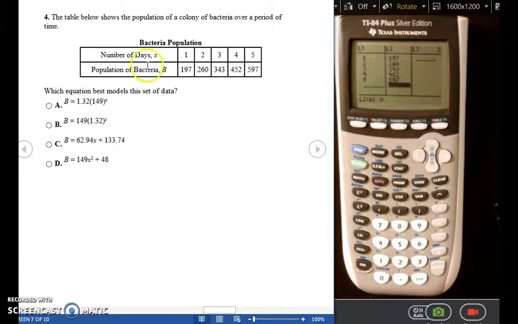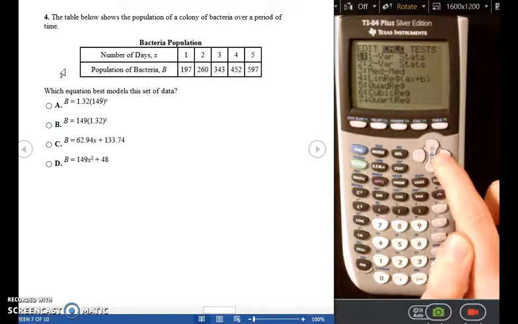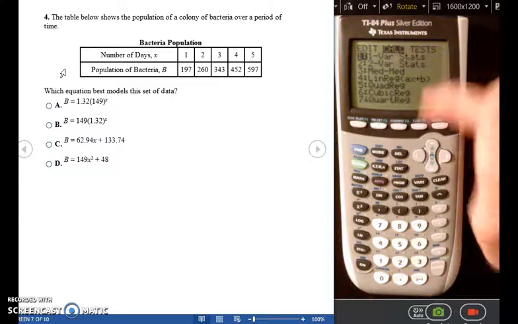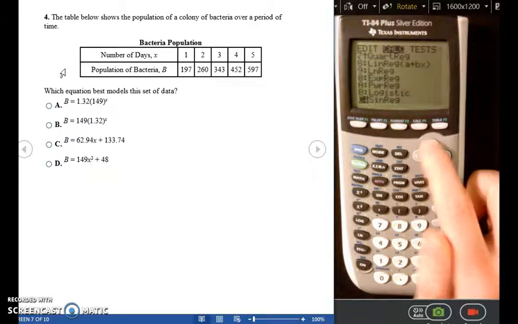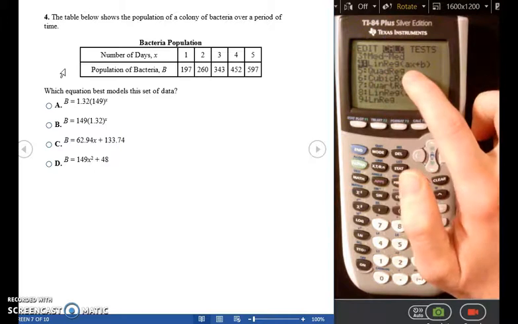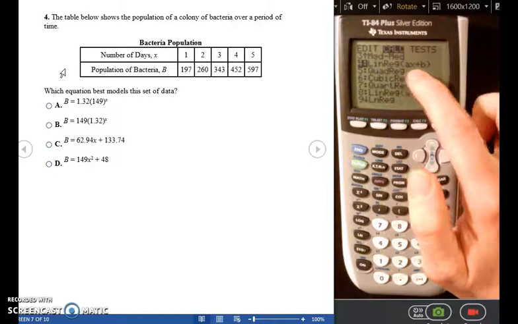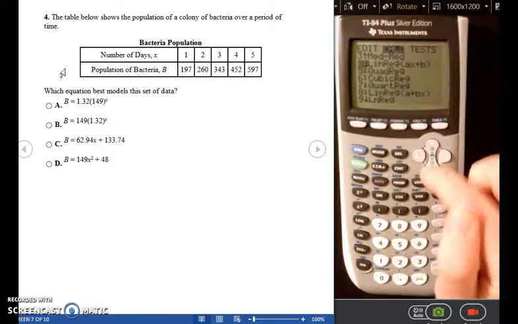So to get the equation, I am going to go into stat and over to calculate, and 4 down, or 4 through A more, are going to give you different equations. So linear regression here will give you a linear equation for that data. Quadratic will give you a quadratic equation. Cubic, quartic, and so on.